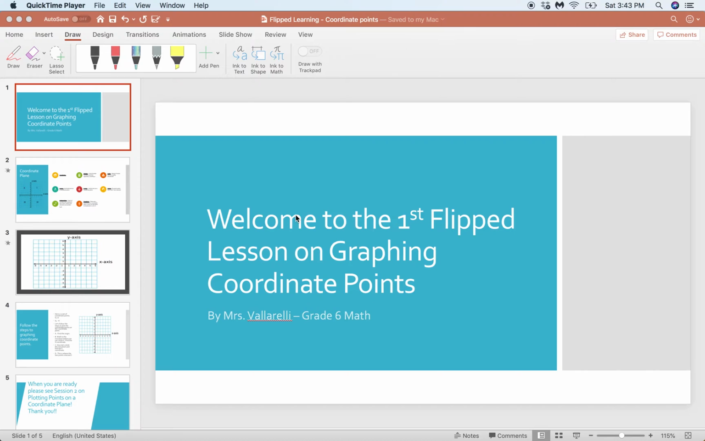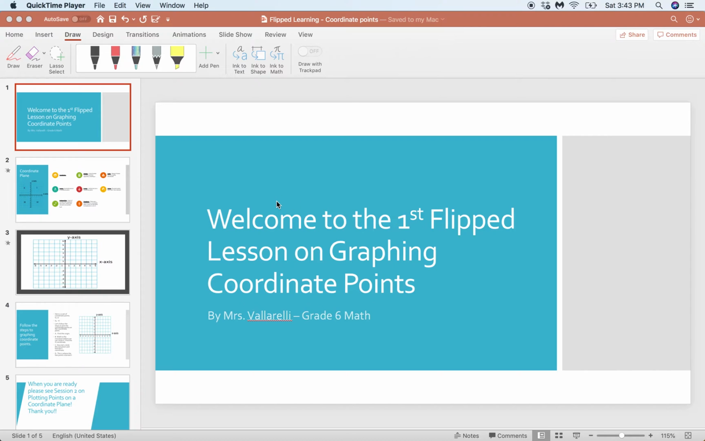Today, we are going to take a look at graphing coordinate points on a coordinate plane. This was introduced to you in 5th grade, but it was primarily introduced as plotting points in only the first quadrant. In 6th grade, we go beyond that and we plot points in all 4 quadrants.